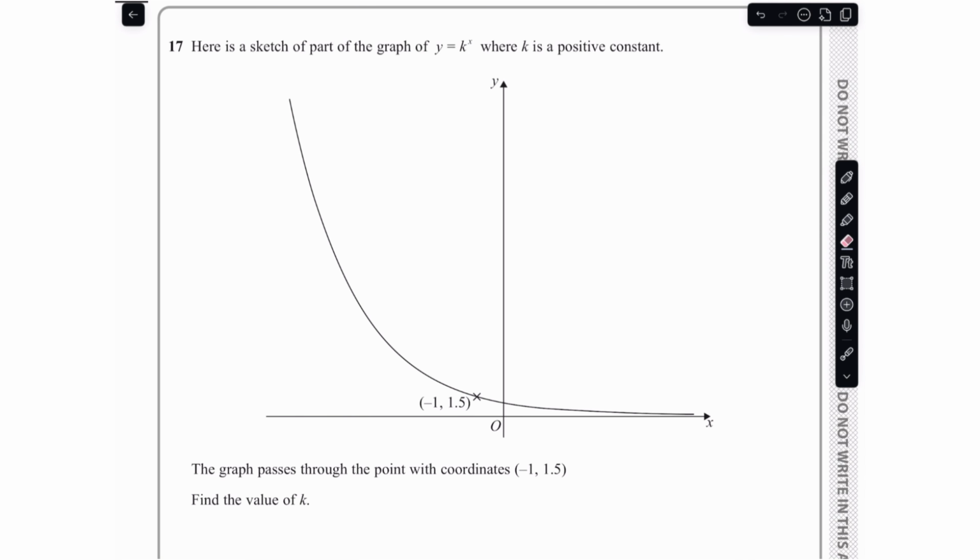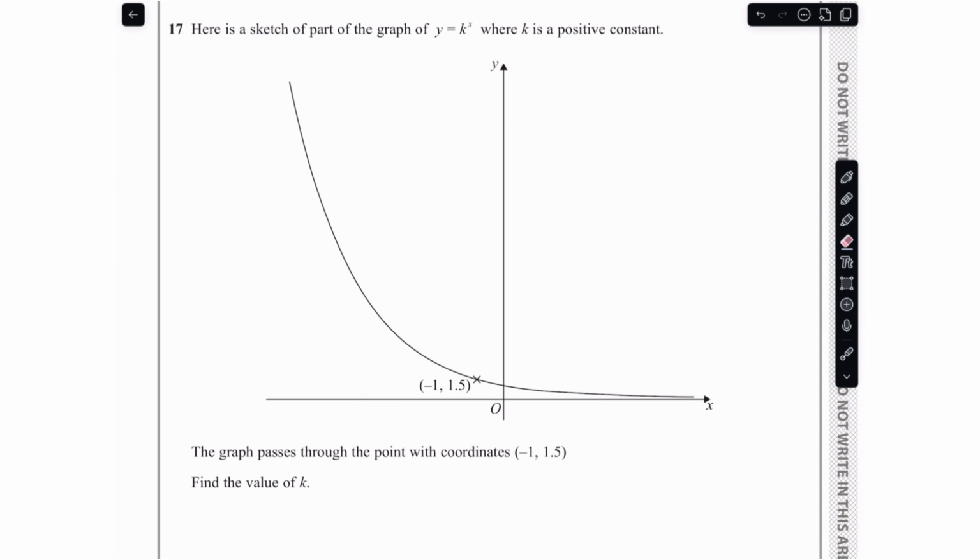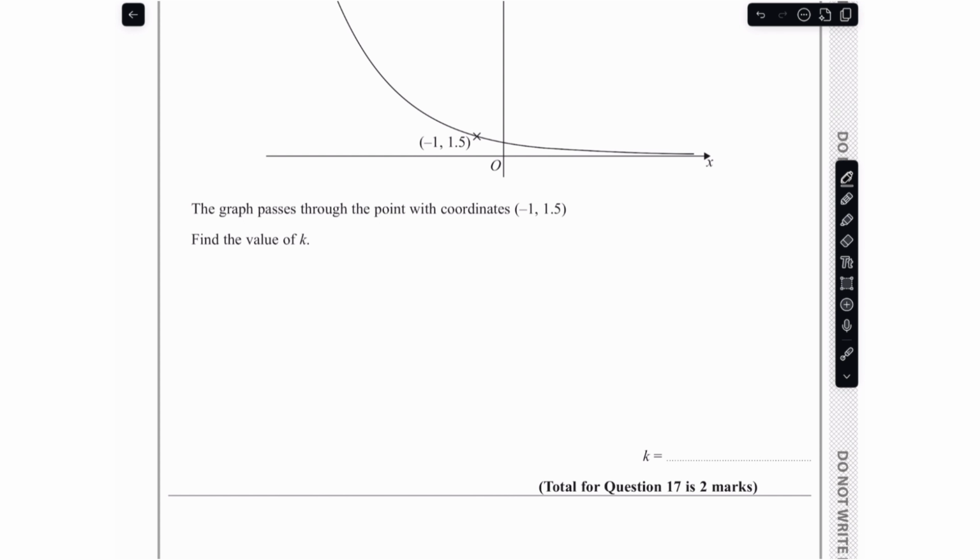In question 17, we are given a sketch of parts of the graph y equals k to the power of x, where k is a positive constant. The graph passes through the points with coordinates -1, 1.5. Find the value of k. So the first thing we need to do is substitute the coordinates of the point that the graph passes through into the equation of our graph. So remember, our graph has equation y equals k to the power of x, and x equals -1 and y equals 1.5. So 1.5 equals k to the power of -1. So I'm going to rewrite my right hand side as 1 over k, and that equals 1.5. Therefore, k equals 1 over 1.5, and that equals 2 over 3. So your final answer is 2 over 3.